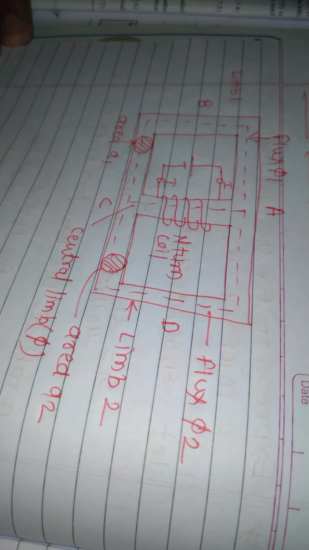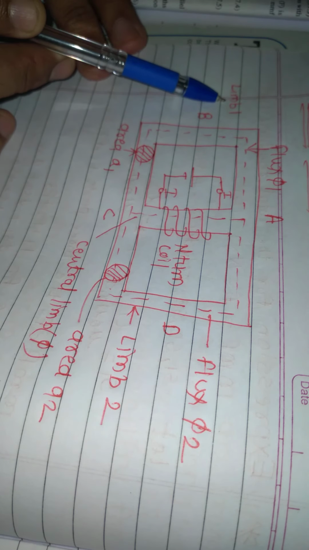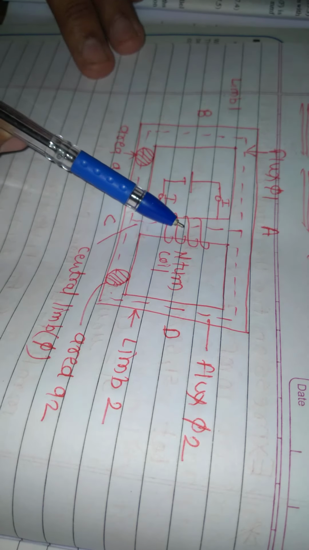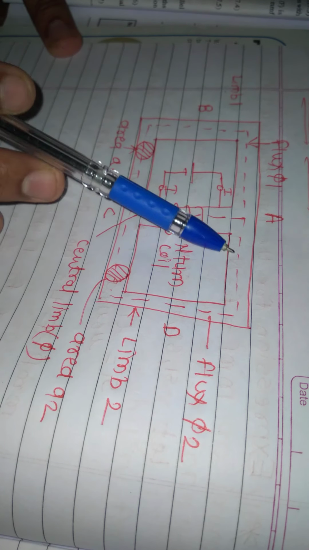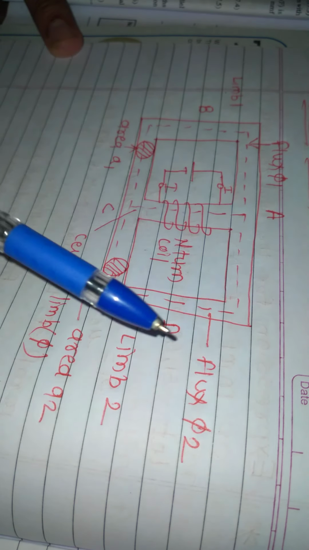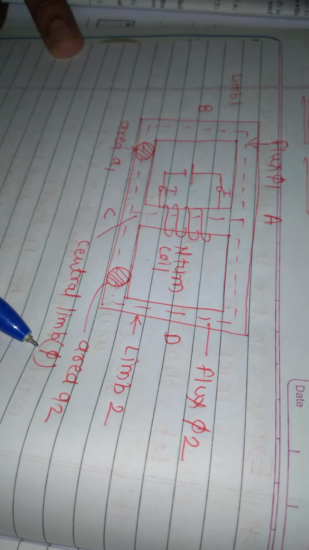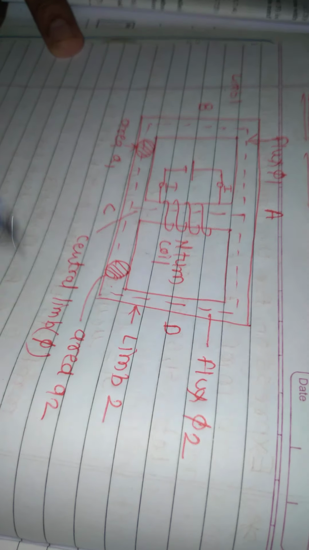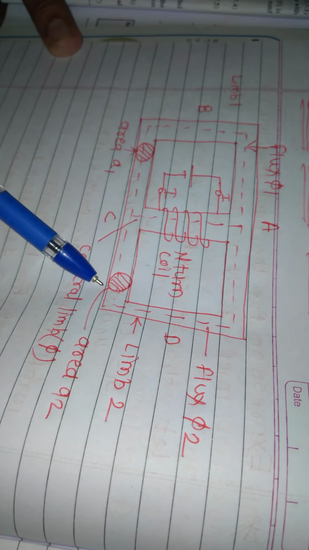Shown in the figure is a series-parallel magnetic circuit and its equivalent electrical circuit. This is the central limb, this is limb 1 and this is limb 2. This is flux phi 1, flux phi 2, and the central limb flux is phi. This is area A1, area A2.